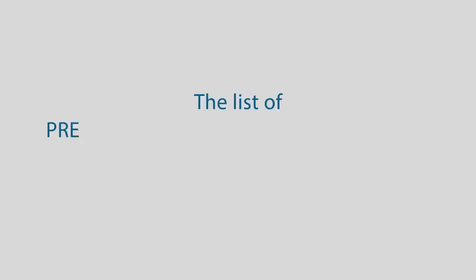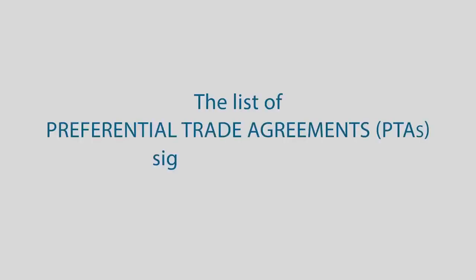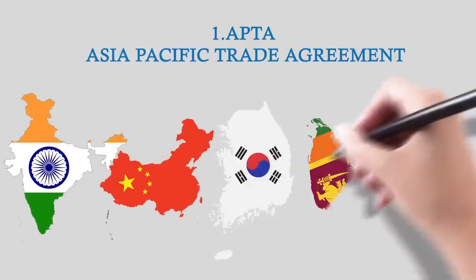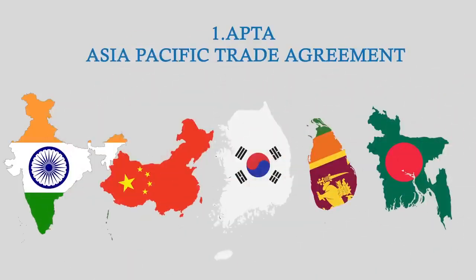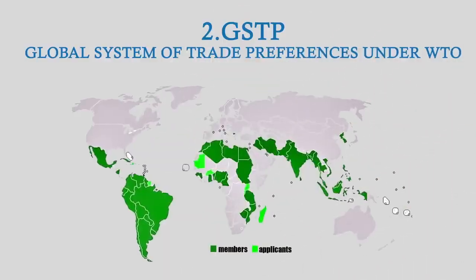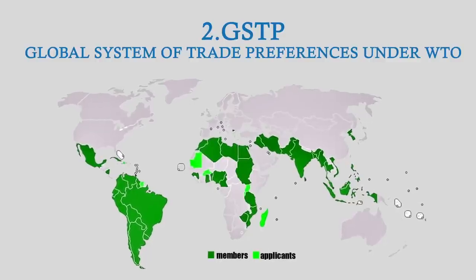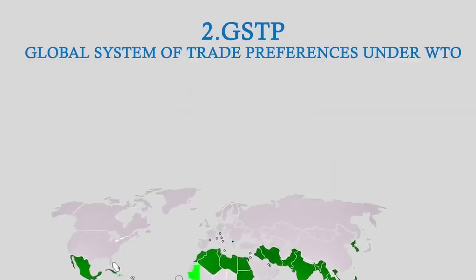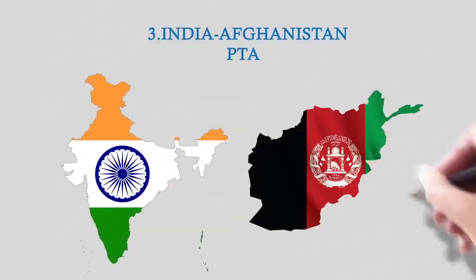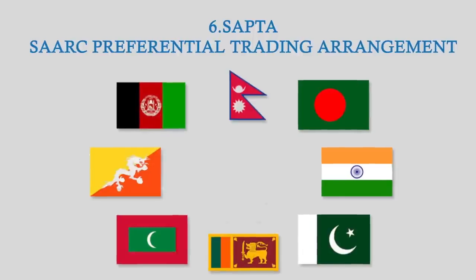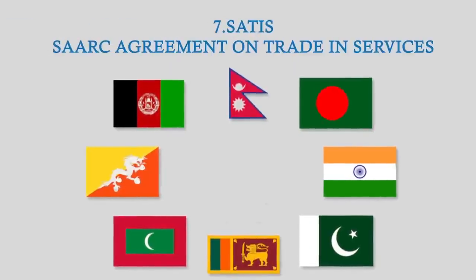The list of preferential trade agreements, that is PTAs, signed by India are APTA, that is Asia Pacific Trade Agreement. Member states exchanging concessions are India, China, South Korea, Sri Lanka and Bangladesh. GSTP, Global System of Trade Preferences under WTO. This is open to all the member countries under the Group of 77 under the WTO. India-Afghanistan PTA, India-Mercosur PTA, India-Chile PTA, and SAPTA-SARC Preferential Trading Agreement and SATIS-SARC Agreement on Trade in Services.